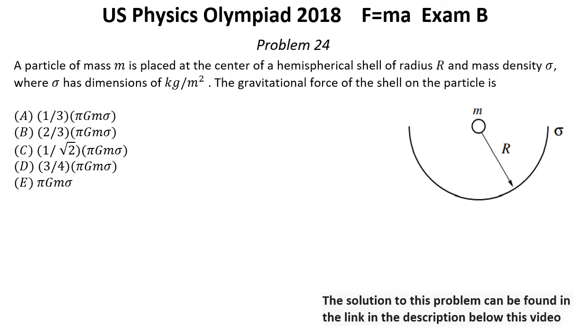Problem number 24. A particle of mass m is placed at the center of a hemispherical shell of radius r and mass density sigma, where sigma has dimensions of kilograms per square meter. The gravitational force of the shell on the particle is next one.